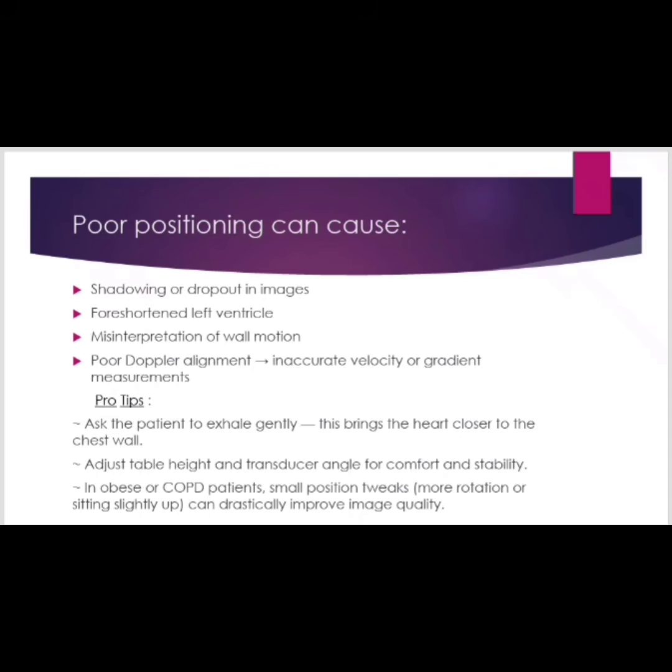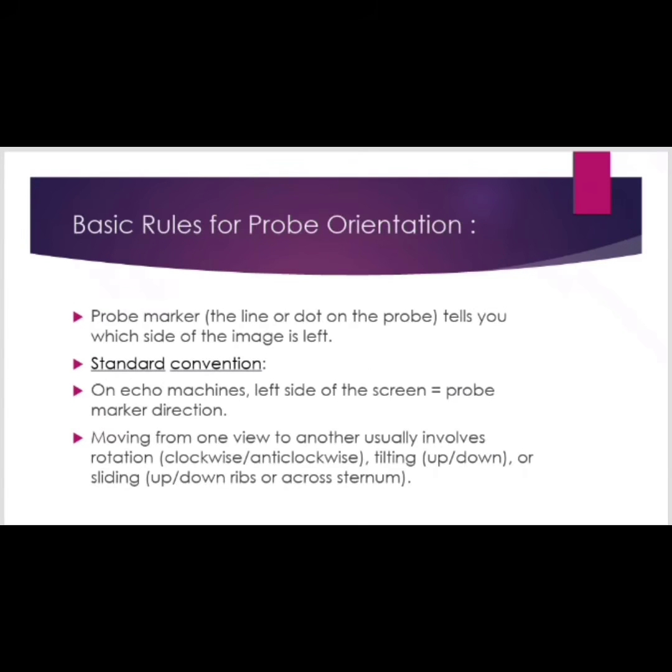Okay, next we move on to probe positioning. Basic rules for probe orientation. Probe marker: you can see it on the probe as a line or dot. It tells you which side of the image is left. Standard convention on the echo machine: the left side of the screen corresponds to the probe marker's direction. If the probe marker is towards the left, that direction is the left side of the screen.